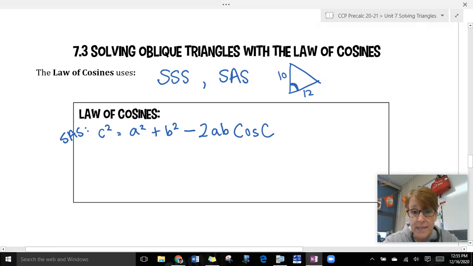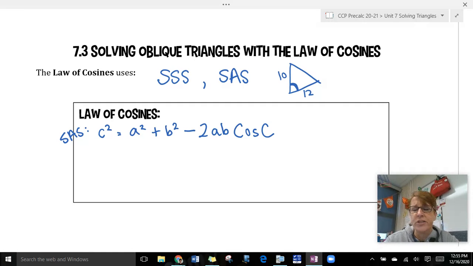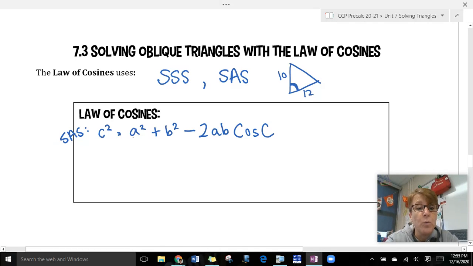Notice it has a cosine in it. Law of sines has a sine in it. And you may be like, why does she even bother telling me this? But people sometimes get them mixed up. Law of cosines has cosine. Law of sines has sine. Okay. So notice what we have. We have side C, which we're solving for. We have been given sides A and B. So those are two numbers we know. So I have a squared and b squared at the beginning of the formula.